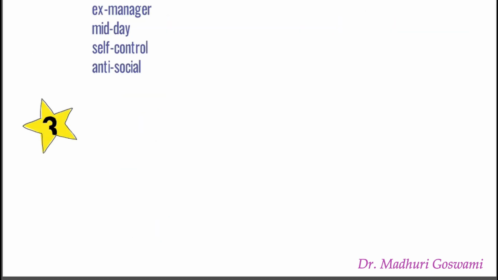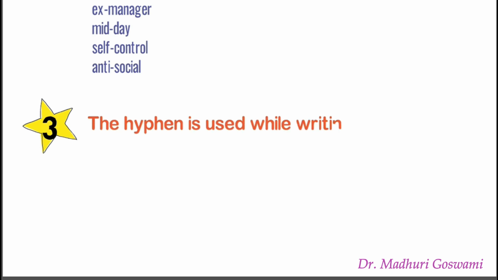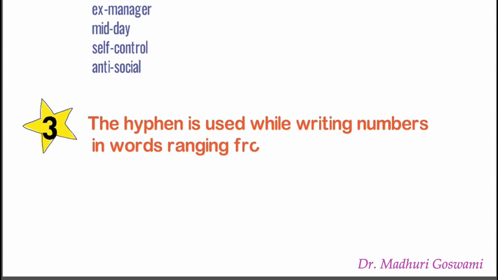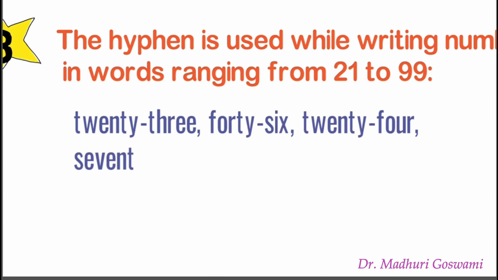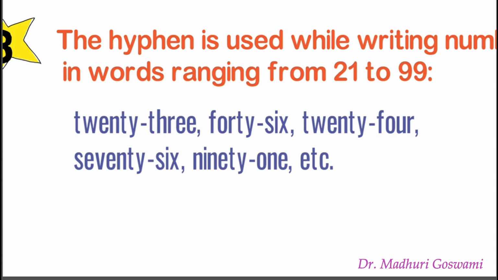The third prominent use of a hyphen is while writing numbers in words ranging from 21 to 99. For example, twenty-three. Just notice that there is a use of a hyphen between these two words. So when we write down the numbers in words ranging from 21 to 99, we should always use a hyphen to connect these two words, like forty-six, twenty-four, etc. So these are some major uses of a hyphen in written English.